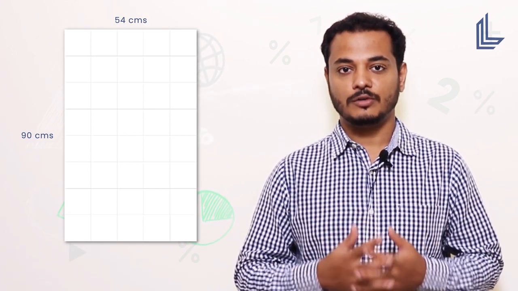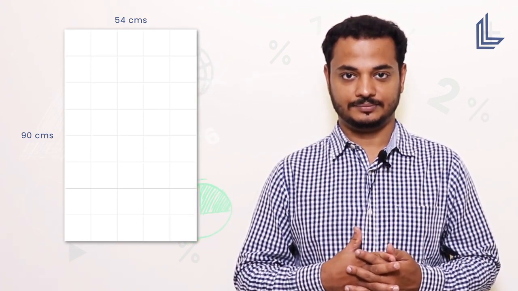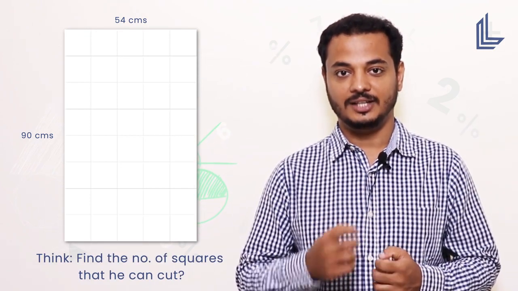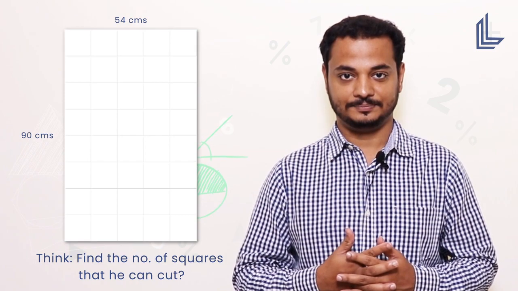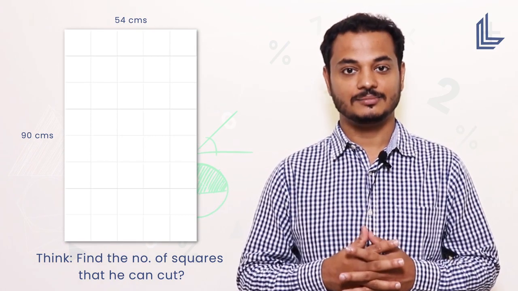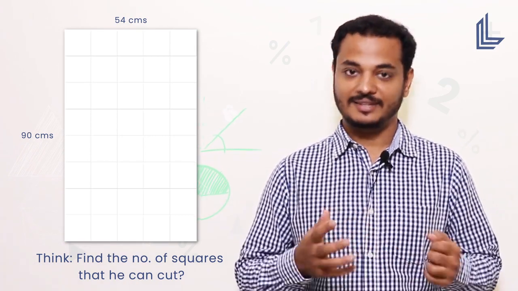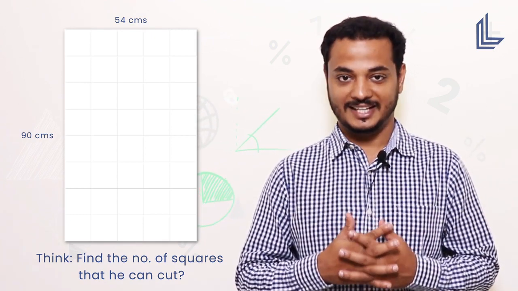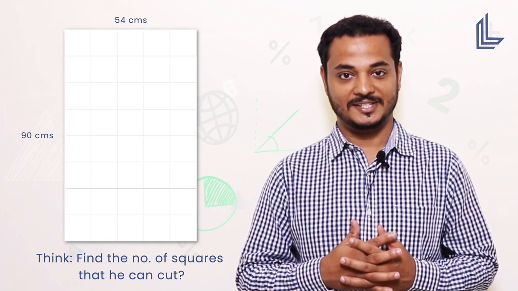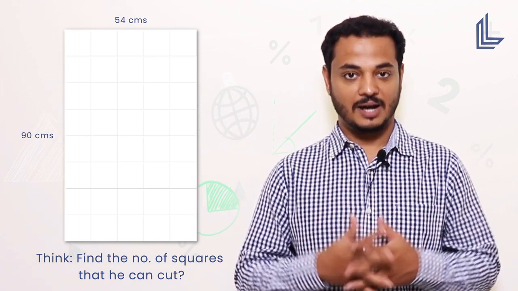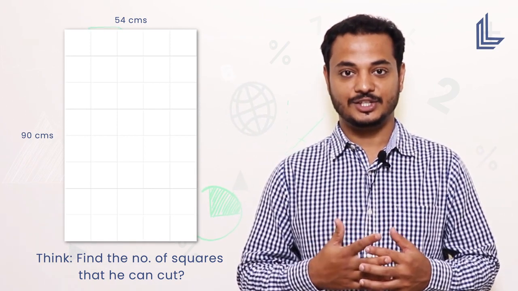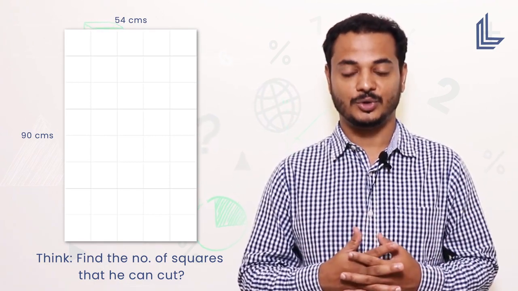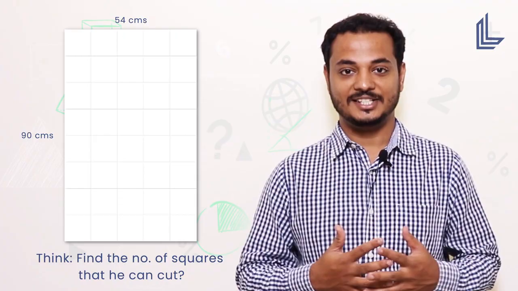Now I want all of you to think about this question. How many such square pieces can Adarsh cut out of this rectangular board? Think about it, solve it. I will leave that task to you. Feel free to use your doubt section to ask any questions. We would be happy to assist you. Now this marks the end of Euclid's division lemma and algorithm. So that's all you need to know about Euclid's division lemma and Euclid's division algorithm.